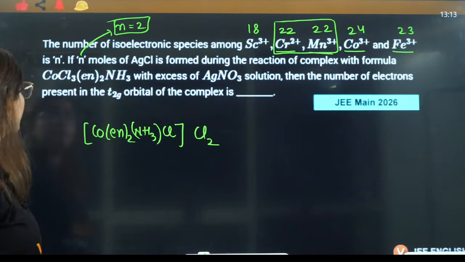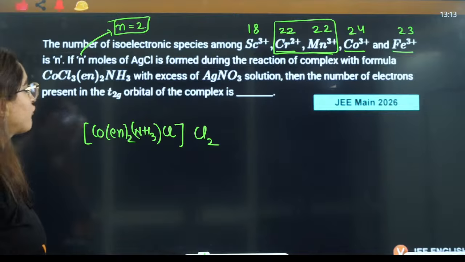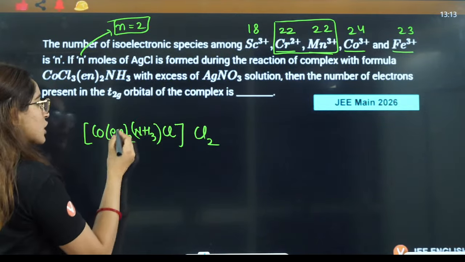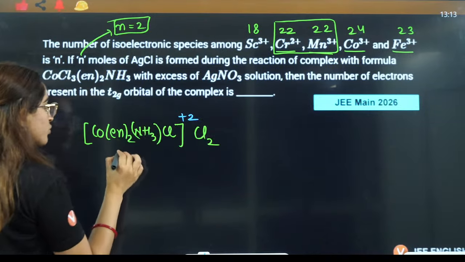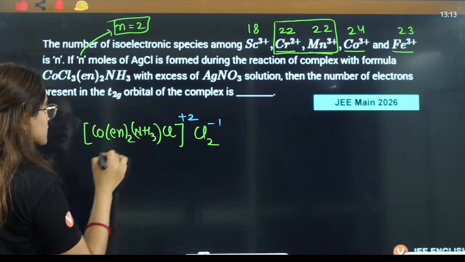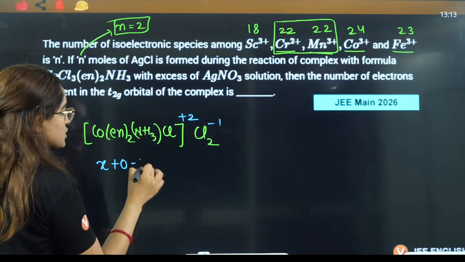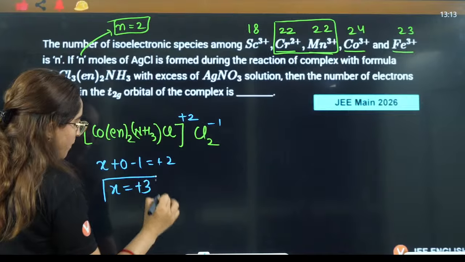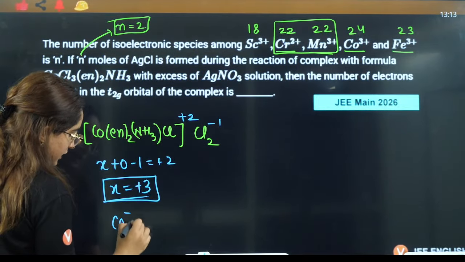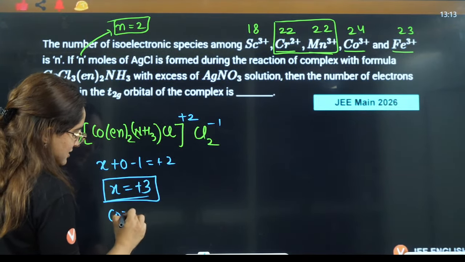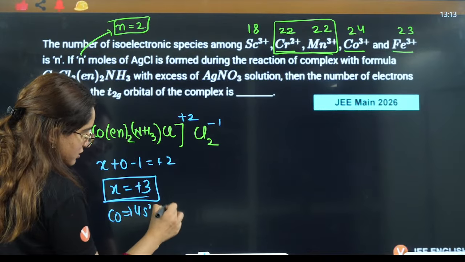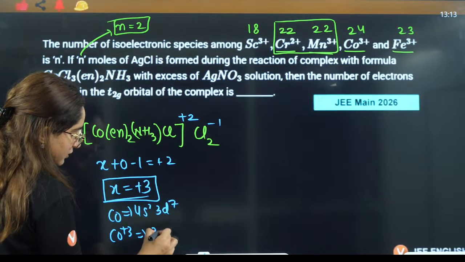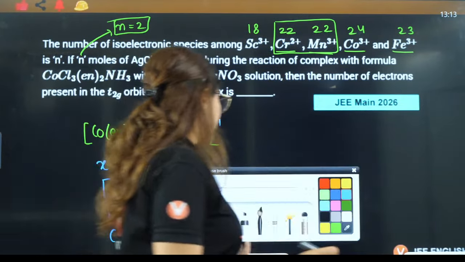Then they are asking for the number of electrons present in t2g of the complex. This is a complex, and now they are asking about t2g. So this is 2, this will be plus 2. This will be minus 1, so x plus 0 minus 1 is equal to plus 2, x is equal to plus 3. So cobalt is in plus 3 oxidation state. Cobalt is 4s2 3d7. Cobalt in plus 3 oxidation state is nothing but 3d6.